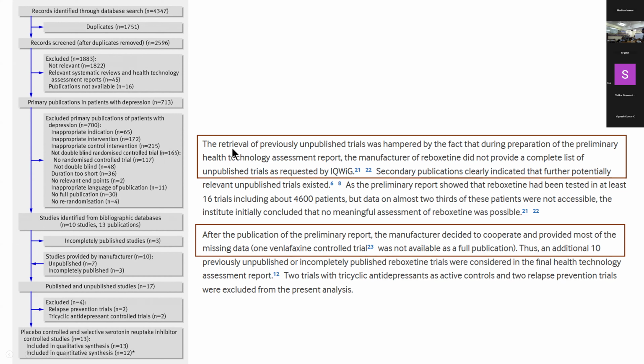They mentioned in the study that retrieval of previously unpublished trials was hampered by the fact that during preparation of the preliminary health technology assessment report, the manufacturer of reboxetine did not provide a complete list of unpublished trials. Then after the publication of the preliminary report, the manufacturer decided to cooperate and provided most of the missing data. So even though they had 10 studies, they had evidence that at least 16 trials including reboxetine existed. They pushed the manufacturers and finally the manufacturers gave their data. So overall, they had about 17 studies.